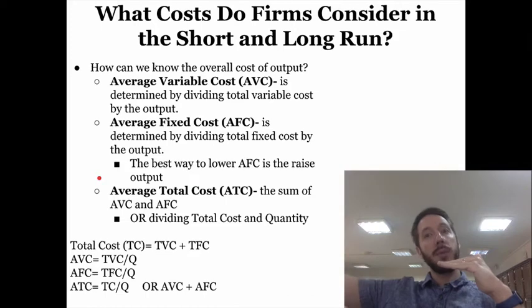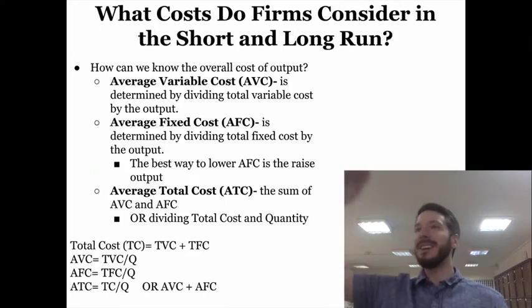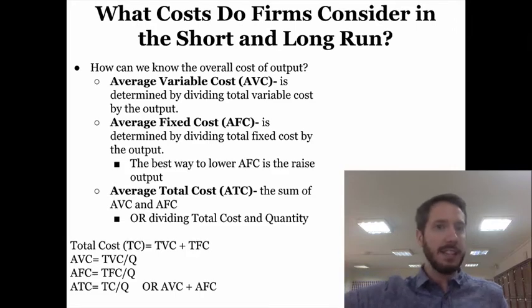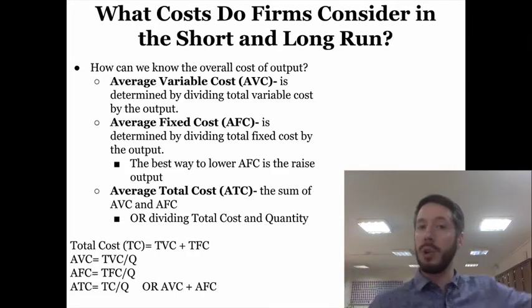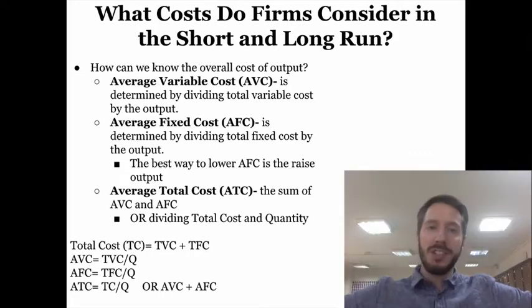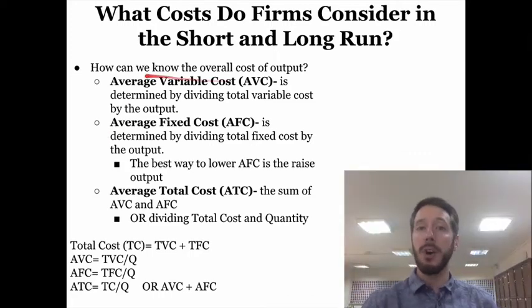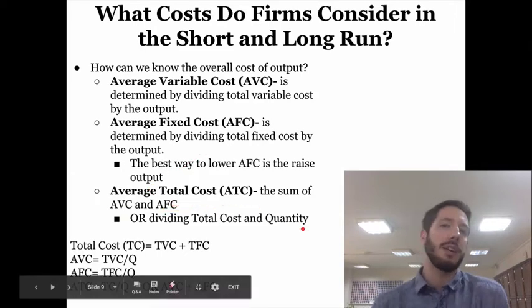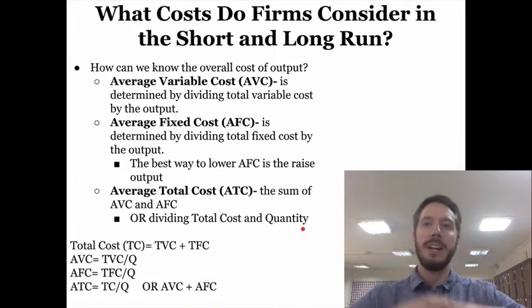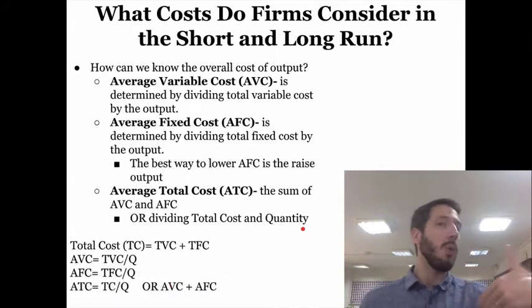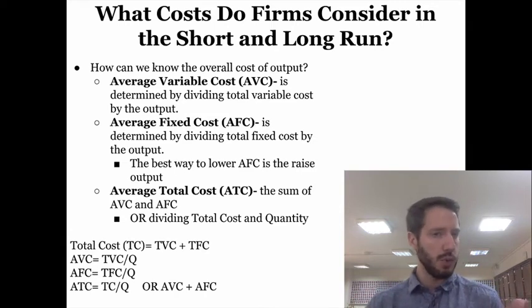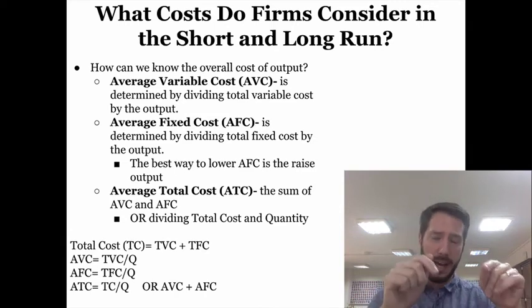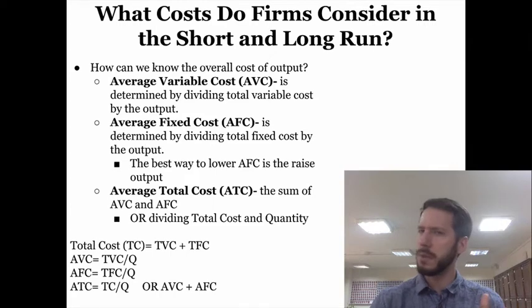So if I'm getting better with my output, if I'm making more profit, then the average fixed cost goes down because I'm selling more of my product, whatever that is, or I'm mowing more lawns, or I'm doing more laundry. Now, the average total cost is you take average variable cost and average fixed cost, put them together, and that's your average total cost. Or you can just divide total cost by quantity. There's two ways to do that. So these are some important terms. You may want to watch this again, because we're going to start using them really soon. And take a look at those formulas at the bottom. Okay?